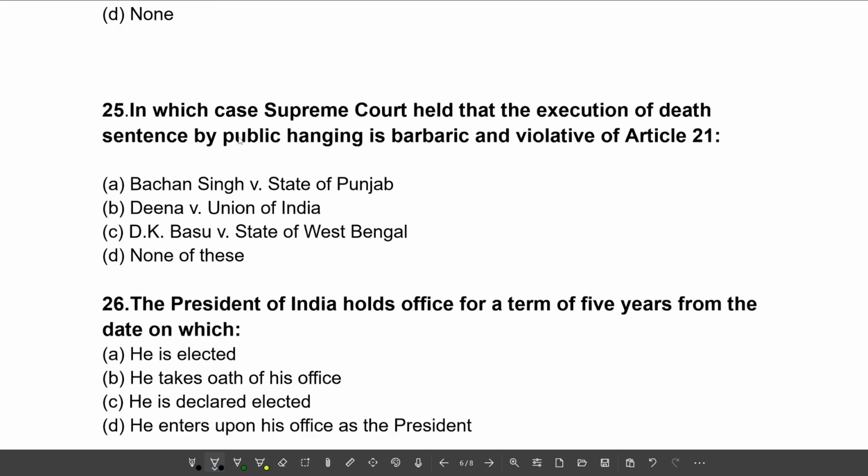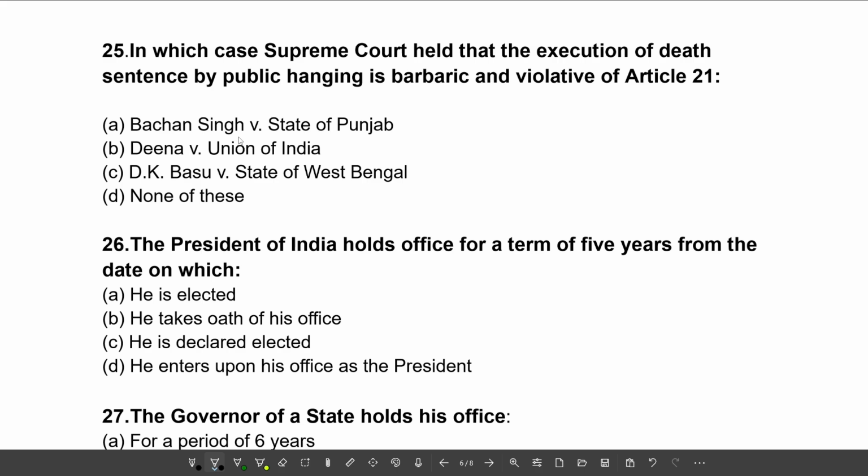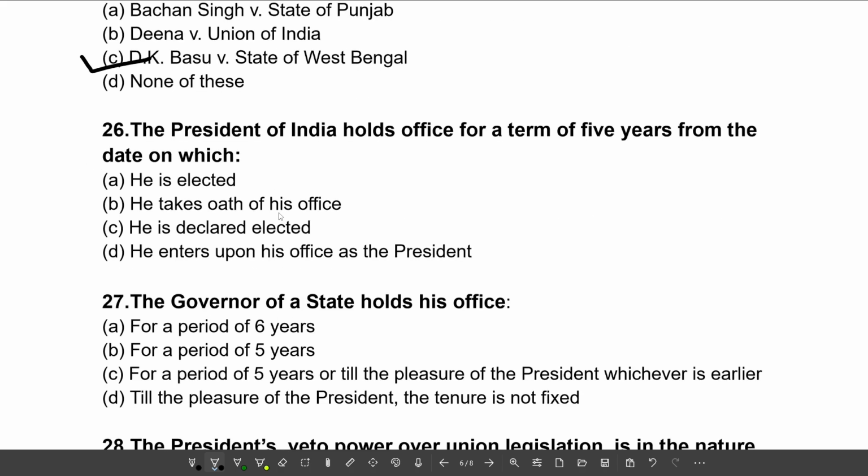Next question. In which case did the Supreme Court hold that the execution of a death sentence by public hanging is barbaric and violating Article 21? Option A, Bachan Singh versus State of Punjab. Option B, Dina versus Union of India. Option C, D.K. Basu versus State of West Bengal. Option D, none of these. So the correct option will be option C, D.K. Basu versus State of West Bengal.